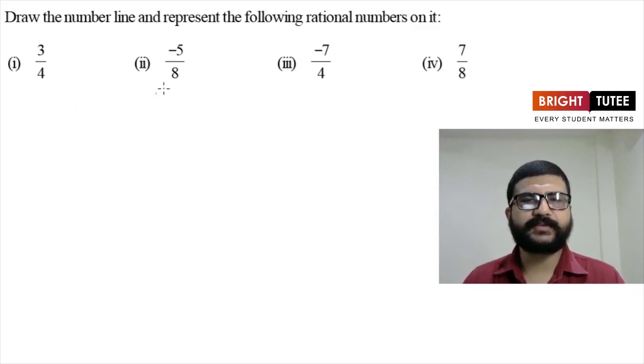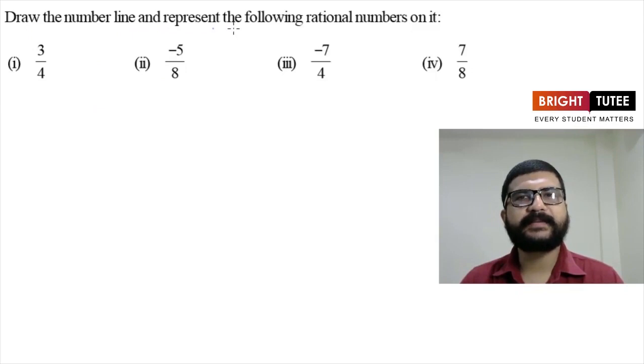Now here is the next question. The question is, draw the number line and represent the following rational numbers on it. The first rational number is 3 upon 4. So first of all we have to check whether it is positive or negative. As we can see, both numerator and denominator are positive. So it means this number is a positive rational number. So it will lie on the right side of the 0.